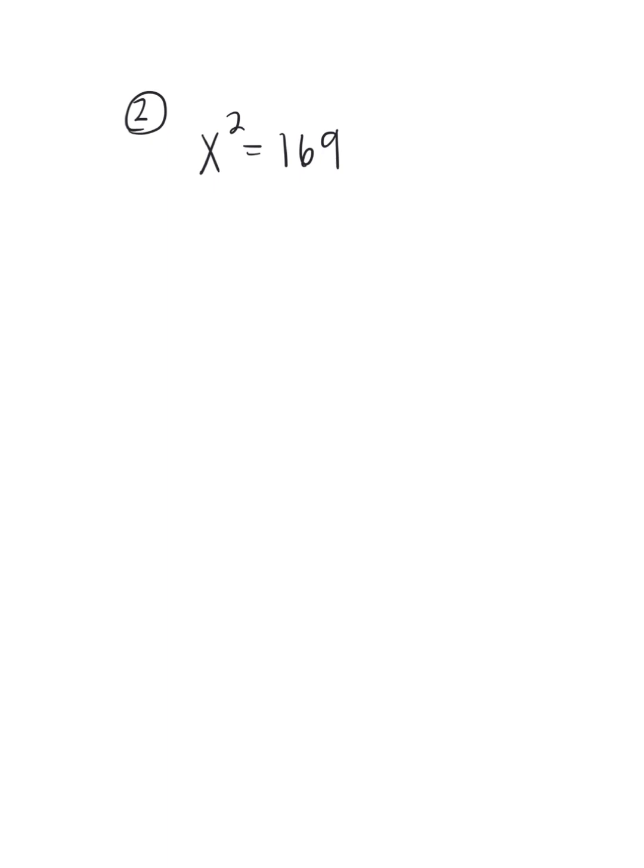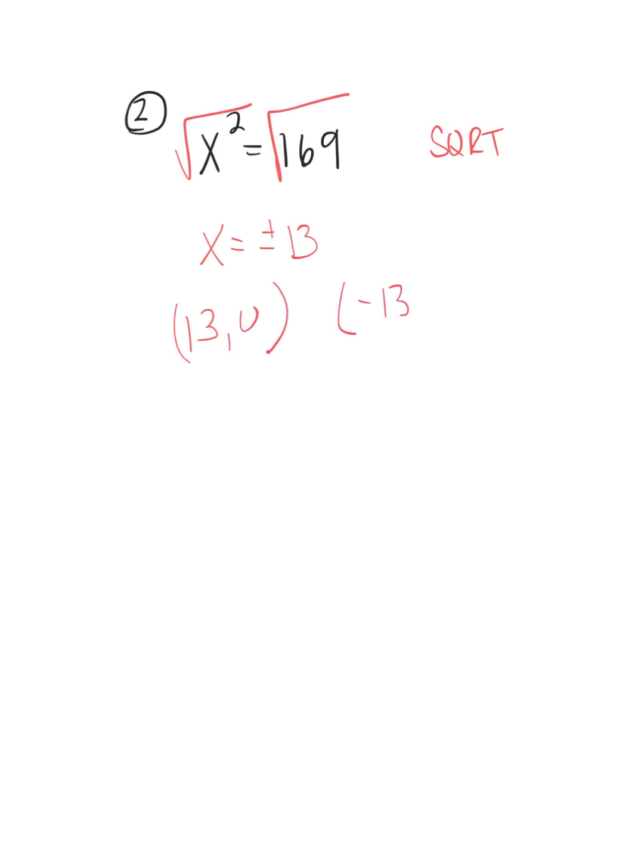The second problem, we should recognize that this is already set up to do the square root method. So if we have x squared equals 169, we're going to square root both sides. Make sure that we put a plus or minus in there. The square root of 169 is 13. That tells us that this crosses at the point 13, 0 and the point negative 13, 0.